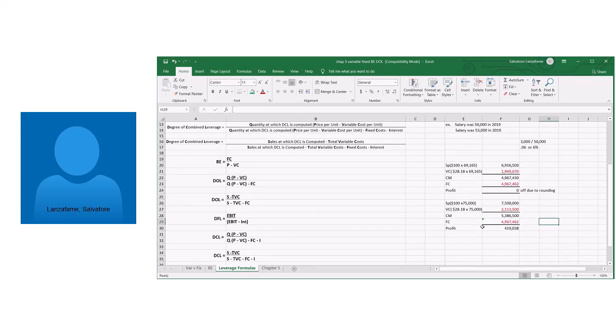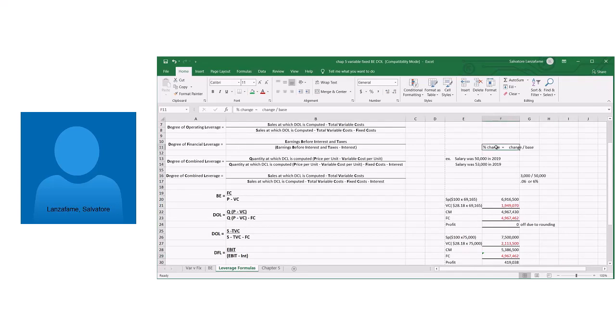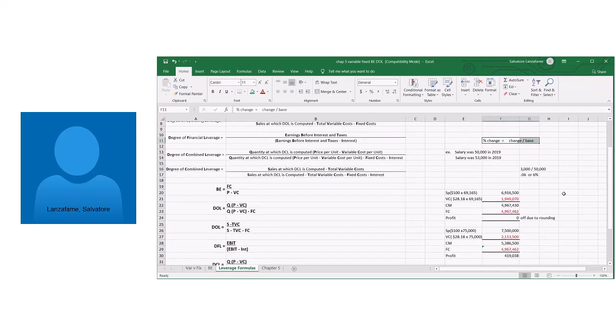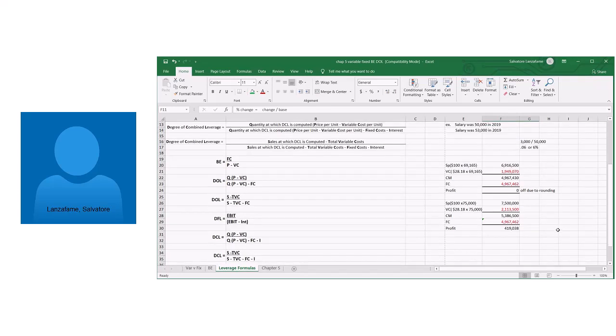So now what happens if we have a 10% increase in volume? Here's where I want you to put your thinking caps on. Here is the formula: percent change is change divided by base. If we have a 10% increase, you just multiply by 10% and then add it.